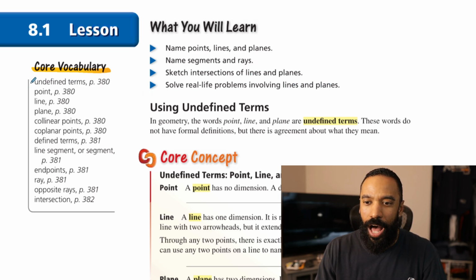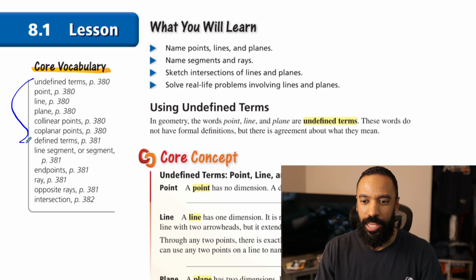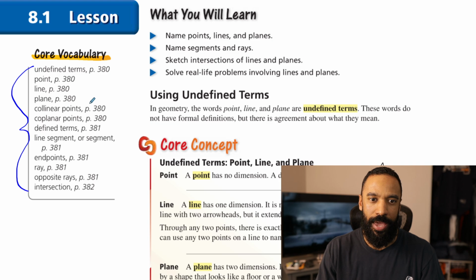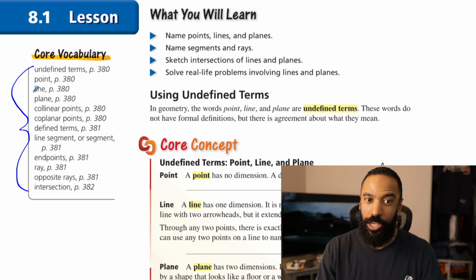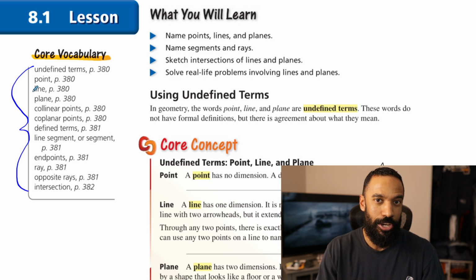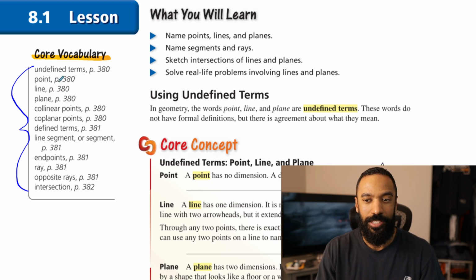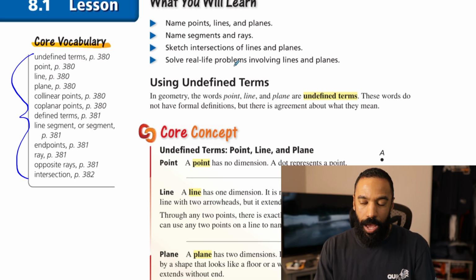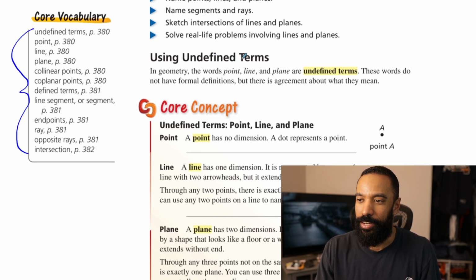Anyway, a lot of new words here, right? I'm not going to say them all out loud right now. We're going to run into them at some point. Some of them you may already know, and you may think you know what a line is, but you may not fully understand it by definition, and you might not know how to name them yet. So, same with point, right? Okay. Let's begin with using undefined terms.